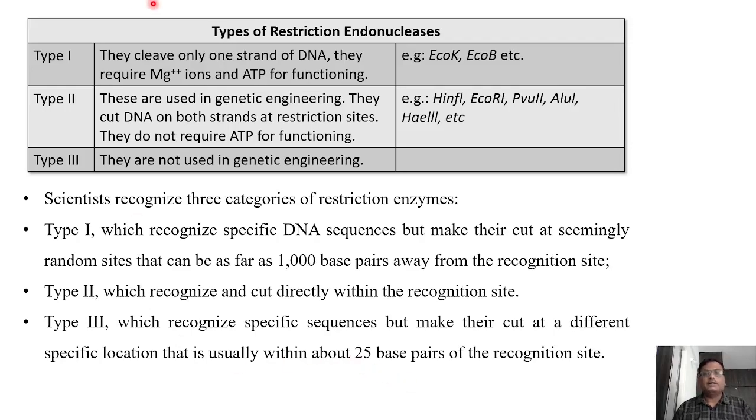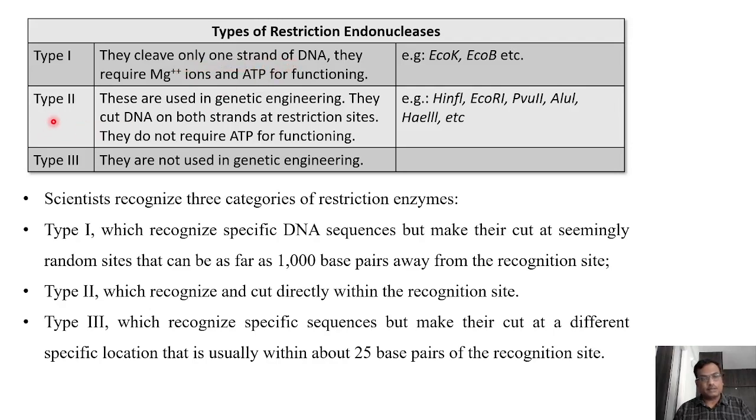Now basically, restriction endonucleases are categorized into type 1, type 2 and type 3. In case of type 1, they cleave only one strand of DNA and they require Mg, magnesium ions, and ATP for functioning. For example, EcoK, EcoB, etc. So here, this is the main thing: they cleave only one strand of DNA.